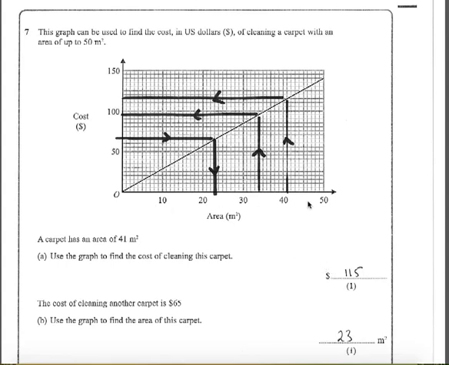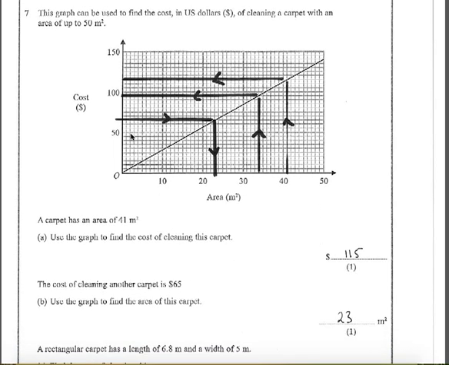So you can read the area of your carpet across this scale and the cost to clean it up this scale. If the carpet is 41 square metres, you go up and across, and it was 115. Now the examiner was very strict here. It didn't allow you anything other than 115. You had to be exact, and you can see it does line up exactly with that line.